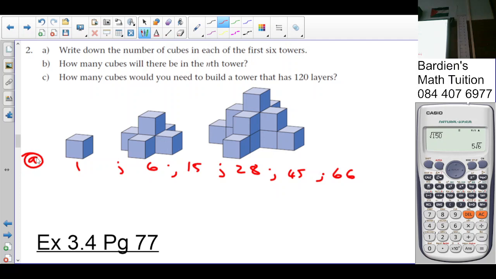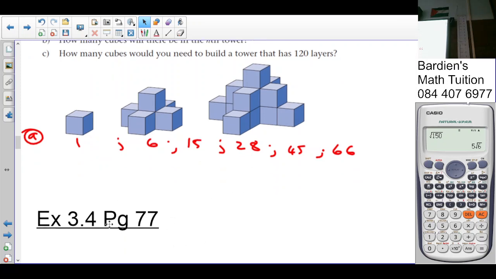B. How many cubes will there be in the nth tower? So in other words, we're working out the rule for the nth tower. What are we working out? The general term, no? That's number 2 now.